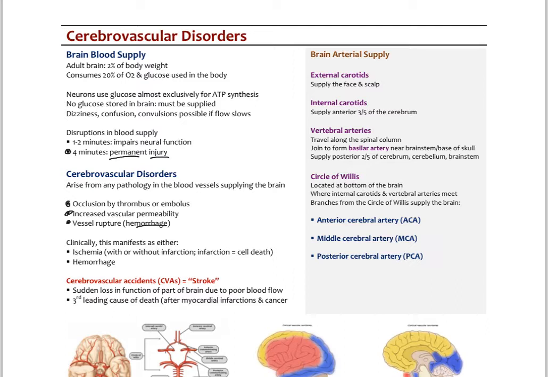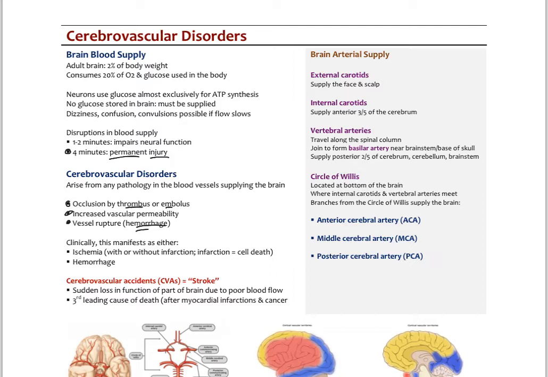So we'll see with strokes there are different types. There's either what we call ischemic stroke, which is due to a thrombus or an embolus, or hemorrhagic stroke, where we have a rupture, and they both have to be treated differently. Because in one you need to thin the blood, while in the other, thinning the blood would probably kill the patient.